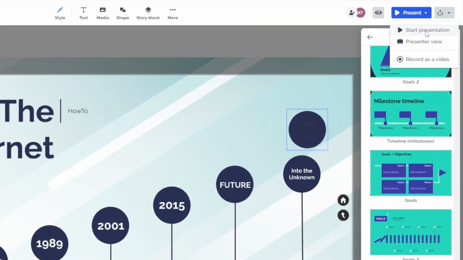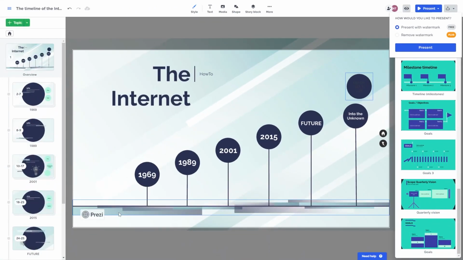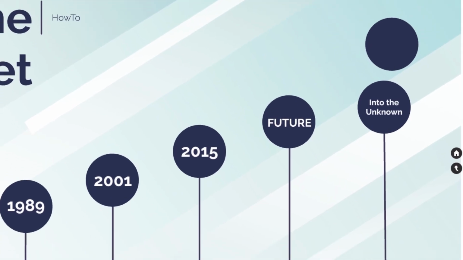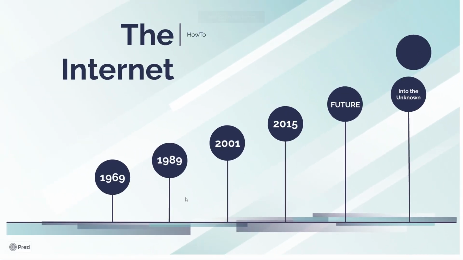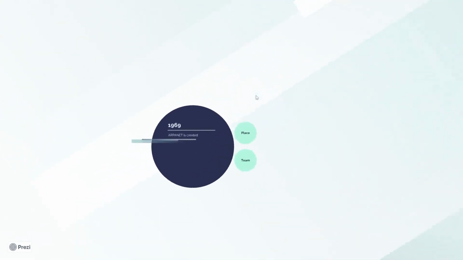So let's go ahead and click start presentation, and then again, if you have the Prezi Plus, there is no watermark, but if you do have the free version, of course there will be the Prezi watermark right here just at the bottom. So let's go ahead and click present, and this is what our presentation would look like. So to move around, all you have to do is just click on the page itself right here. So let's click on this.